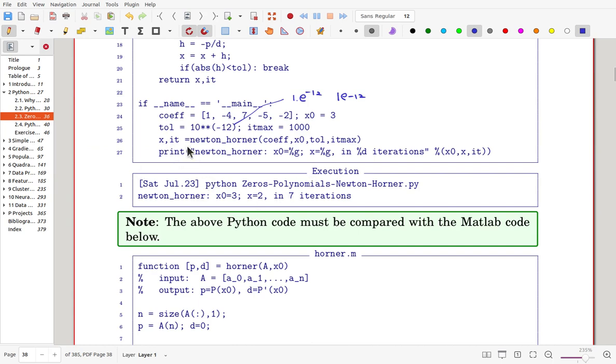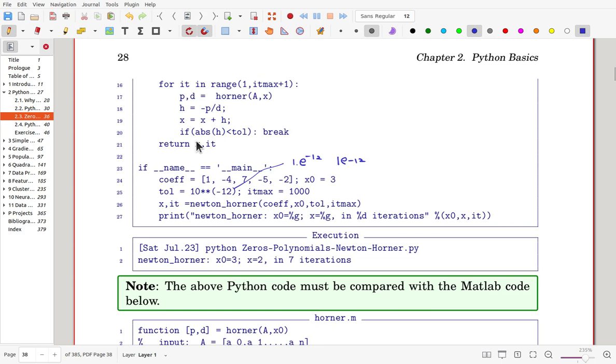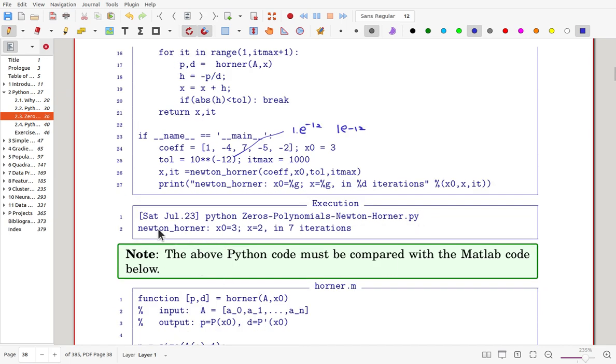Now the output is the limit value, the converged approximate value, and the number of iterations, so we print out x0, 3, x, the output over there, and the number of iterations. So the result is x0 is 3, x equals 2 in 7 iterations. We gave a large enough maximum iteration, but it converged in 7 iterations.